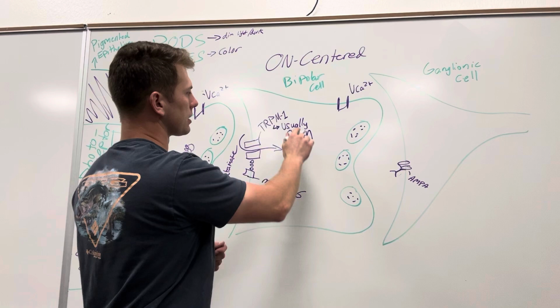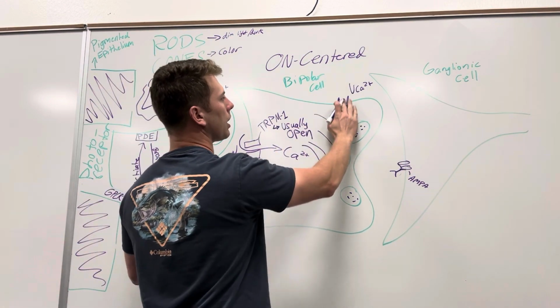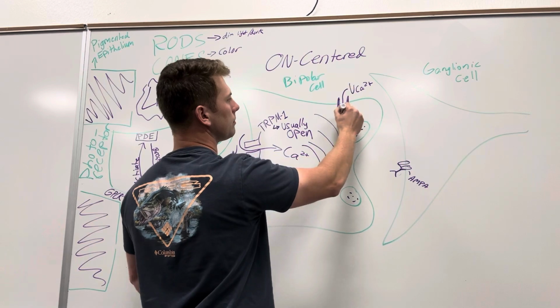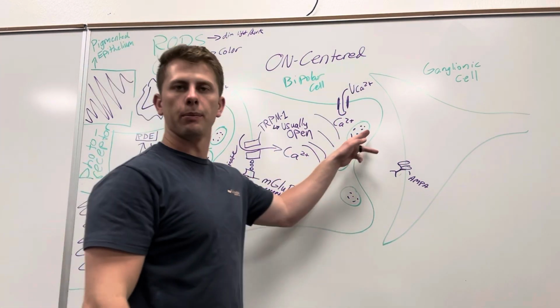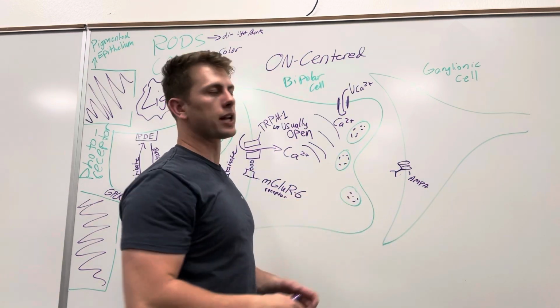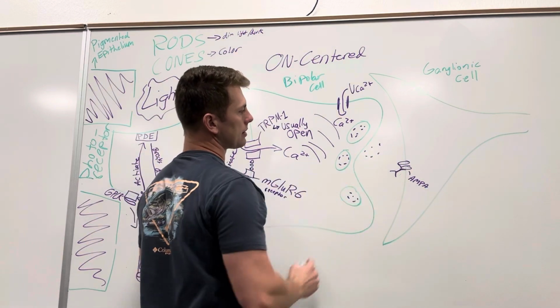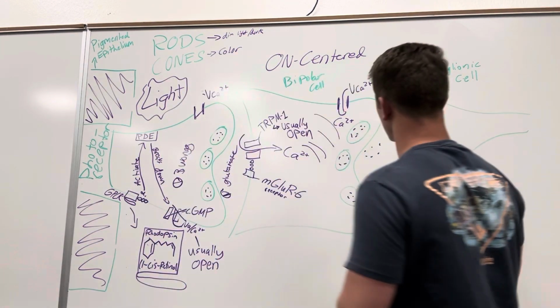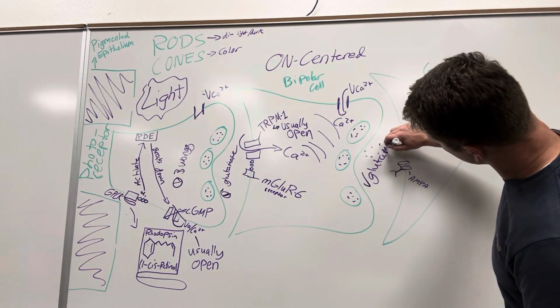Ca2+, since it's usually open, create a blip, right? Open up this gate, more calcium will come in, work on these SNARE proteins, help the vesicles fuse to the membrane, release the neurotransmitter. And when we have neurotransmitter released, we have glutamate.